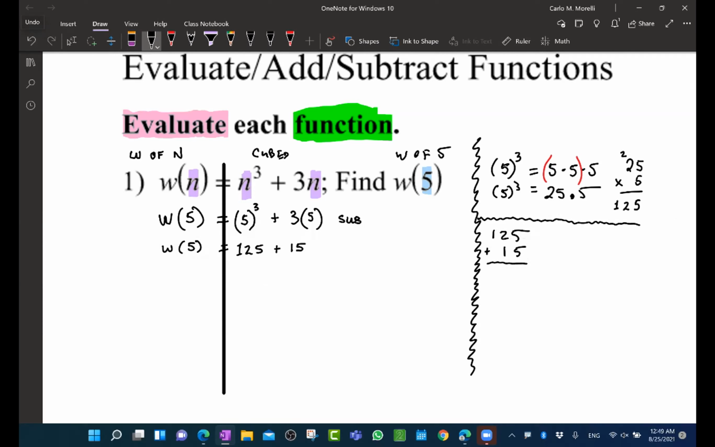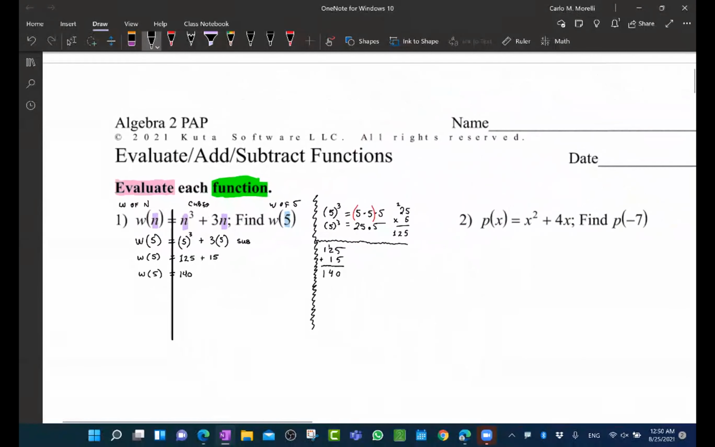Okay, 5 plus 5 is 10, so that's a 0. Again, I want to see this work, even if you already know what the answer is. I want to see the work. 1 plus 2 is 3. 3 plus 1 is 4. And then we just bring down the 1. So 125 plus 15 is 140. So W of 5 equals 140. All right, that's number 1.